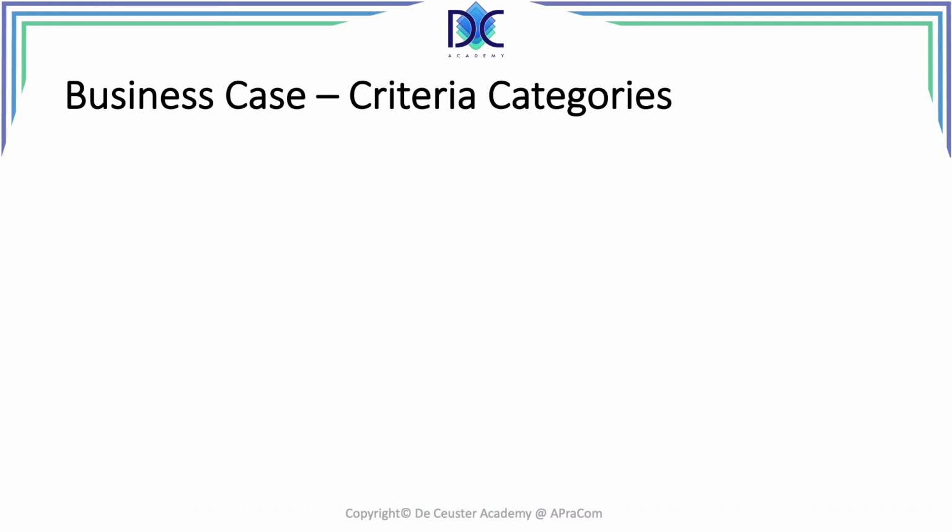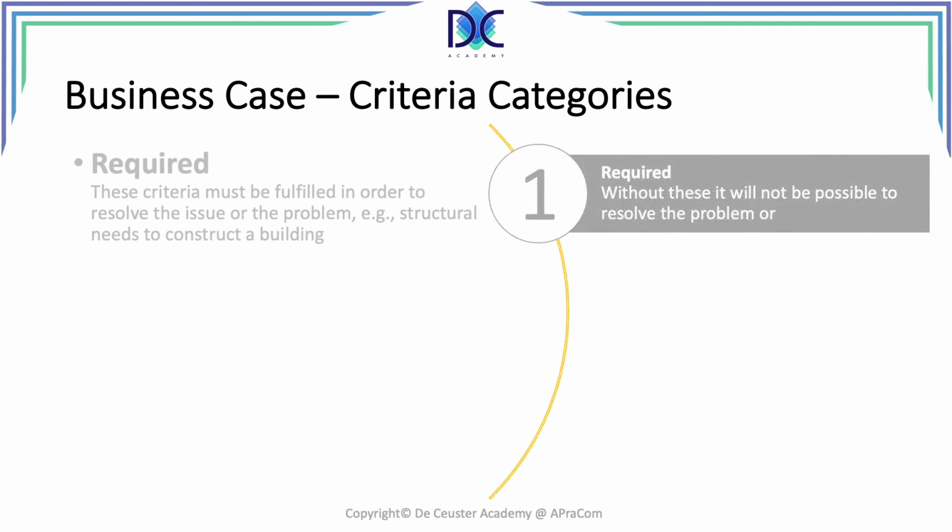When we look at criteria categories of the business case, we have the required items. The required items are the criteria that must be fulfilled in order to resolve the issue or the problem. For example, structural needs to construct a building. We cannot leave them out. We have to have those. We have to have minimum requirements, and these are the things that we cannot leave out of the business case.